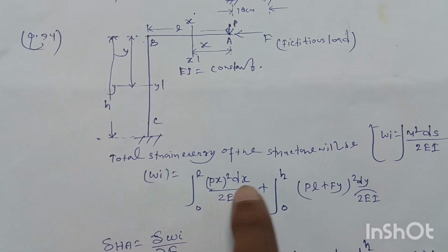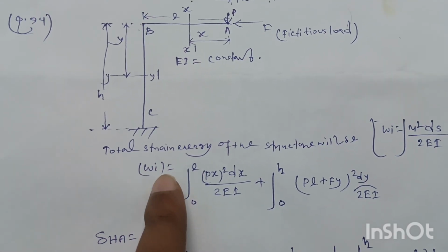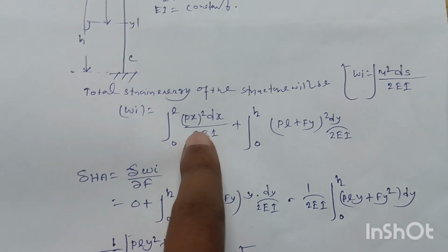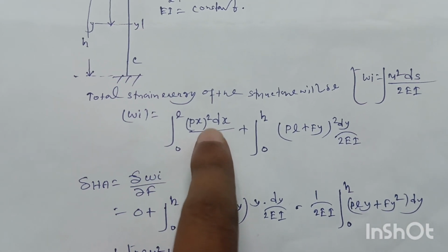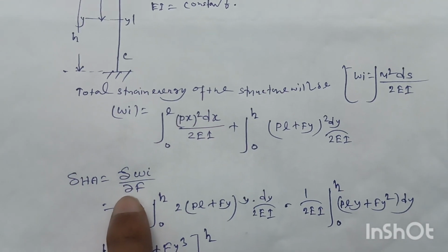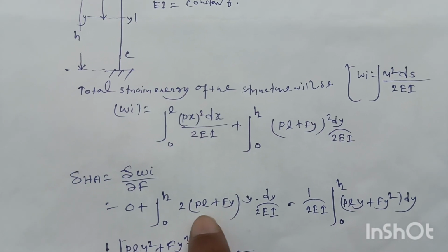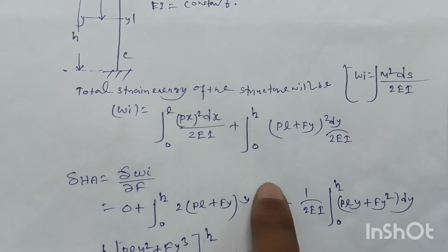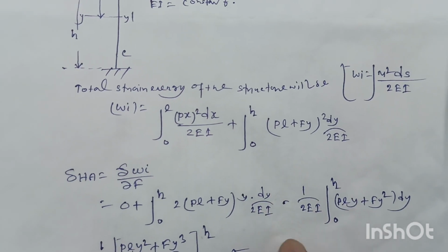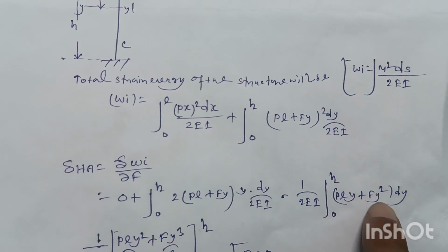So we have Castigliano's second theorem of strain energy for the structure. Now, if we take the derivative of the strain energy with respect to the horizontal force F at the point A, the value will be 0 for this term, because there is no fictitious load F in this term. Next, for this term, the integration value will be first 2 into (PL plus Fy) into y dy by 2EI minus 1 by 2EI integration 0 to h (PL plus Fy) squared into dy.